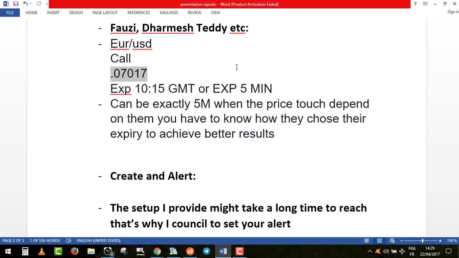Ask the signal provider what he counsels you, and be disciplined and follow each rule of each signal provider regarding the expiration, because the expiration can make the difference also between a winning and a losing one. And each strategy has its difference, so everyone customizes it to his own taste and trading style, so you have to be according to that.